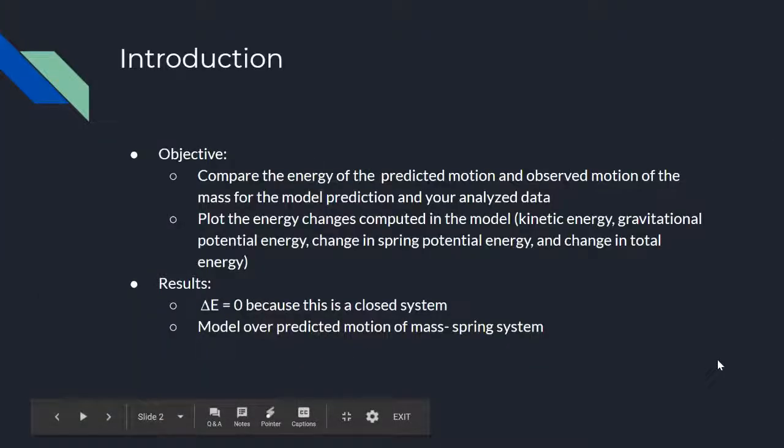The purpose of this lab was to compare the energy of the predicted motion and observed motion of the mass for the model prediction and your analyzed data, and plot the energy changes computed in the model, such as kinetic energy, gravitational potential energy, the change in spring potential energy, and the change in total energy. The results showed us that delta E equals 0 because this is a closed system, and the model overpredicted motion of the mass spring system as compared to the observational data.